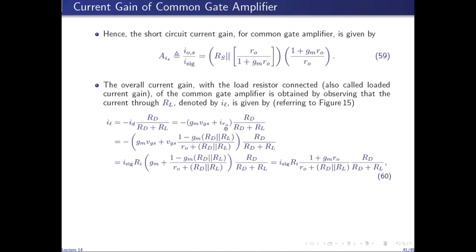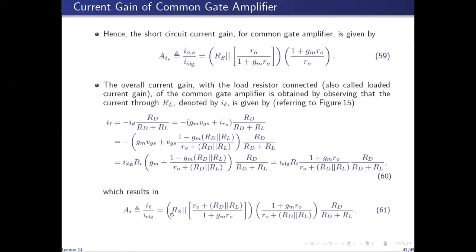So IL is minus ID times RD over RD plus RL. ID is again GM VGS plus IR naught. We've already found IR naught, so we use the full expression this time, because we have connected the load back in. No need to use special values for RL. So take VGS out common, simplify, and replace minus VGS with GI and GI with I sig times RI. After simplification, we get this result for IL.